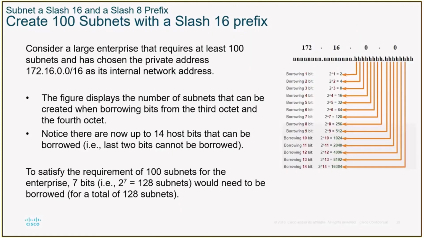So consider a large enterprise that requires at least 100 subnets and has chosen the private address range of 172.16.0.0/16. The figure displays the number of subnets that can be created when borrowing bits from the 3rd octet and 4th octet. Notice that there are now 14 host bits that can be borrowed. You can't use the last 2, as I said. To satisfy the requirement of 100 subnets, you need to borrow 7 bits.